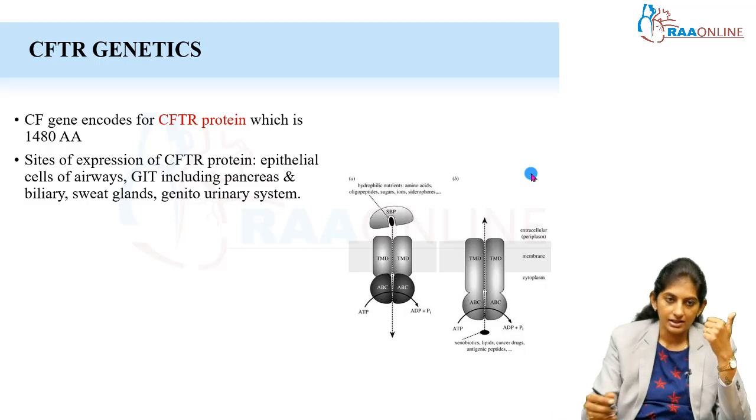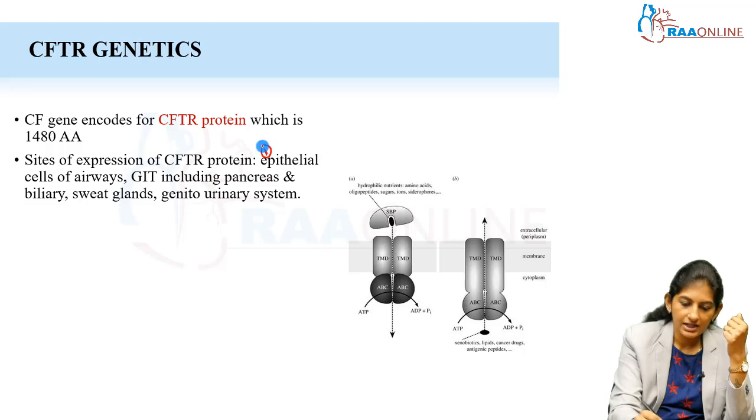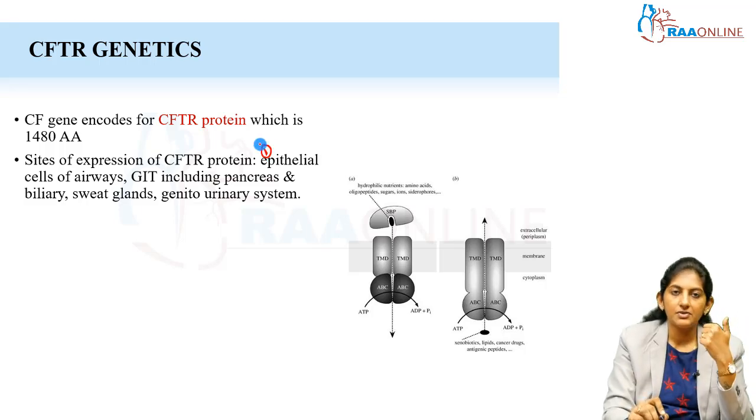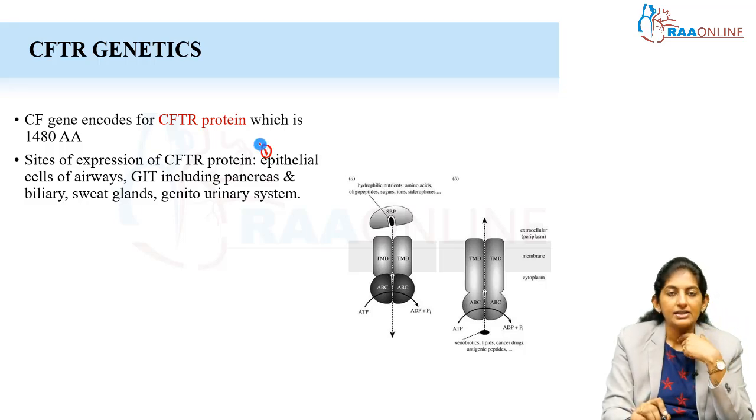First is the epithelial cells of the airway. This is why, when the CFTR protein is mutated, it results in impaired mucociliary clearance. So it is expressed in the epithelial cells of the airway.